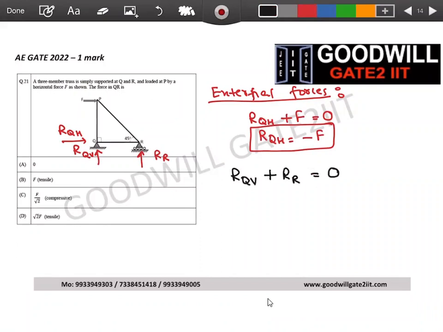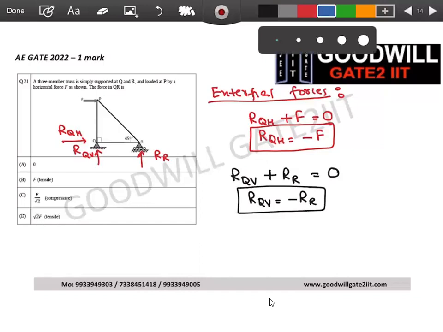So meaning I simply got one relation that these reactions are the same, but with opposite magnitudes. But still I don't get the solution, right? So I apply the third equation. What is the third equation, guys? I take moment about a point. I'll take moment about a point Q, which I feel is easy for me. If you take moment about point Q, this reaction and this reaction will create 0 moments. So the only moment will be created by this reaction R, force into perpendicular distance.